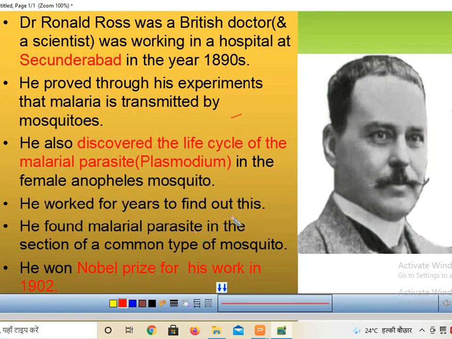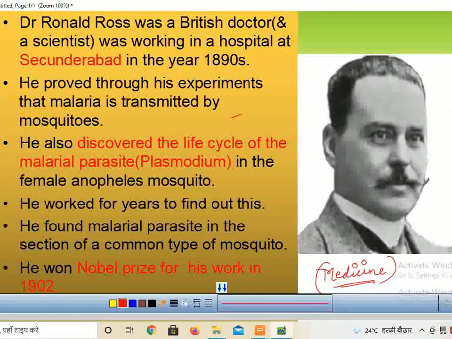Okay, the Nobel Prize for his work in the field of medicine. In which field did he receive the Nobel Prize? In the field of medicine, children.